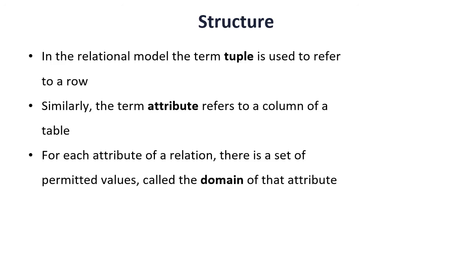For each attribute of a relation, there is a set of permitted values, and we call that the domain of that attribute. For example, the domain of the salary attribute in our instructor relation is the set of all possible salary values, which is probably any positive real number. And the domain of the name attribute is the set of all possible instructor names.